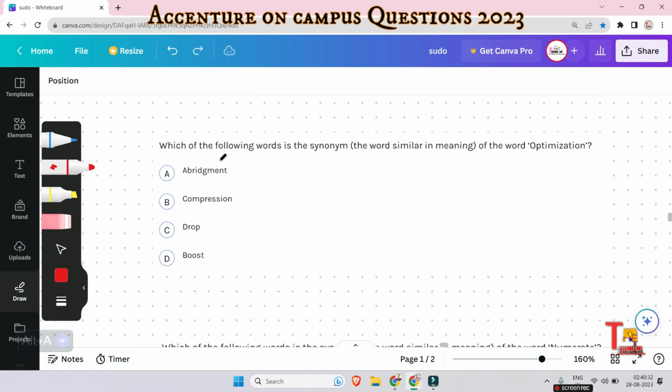Okay, the next question is, which of the following words is the synonym of the word optimization? Abridgment, compression, drop, or boost? The answer will be boost, right?